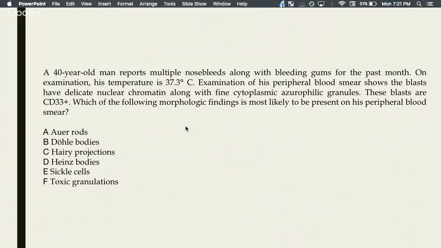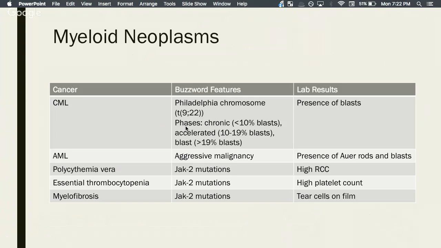Okay, so basically what's happening is, the main thing to get from all of the words is that he has blasts. And the cancer which has blasts, so basically you have CML or AML which present with blasts. Now CML is chronic myeloid leukemia. Your Philadelphia chromosome is present. That's a very buzzwordy feature.